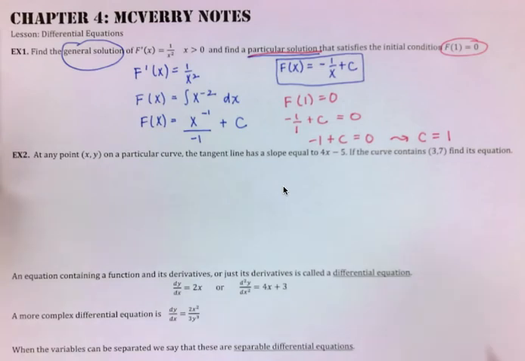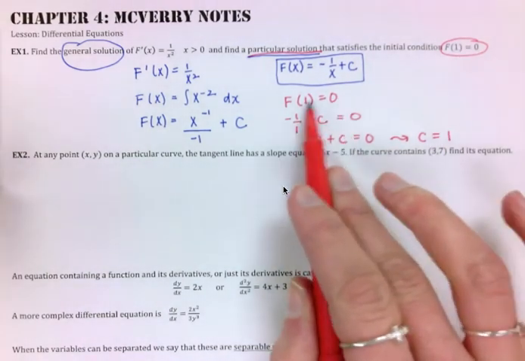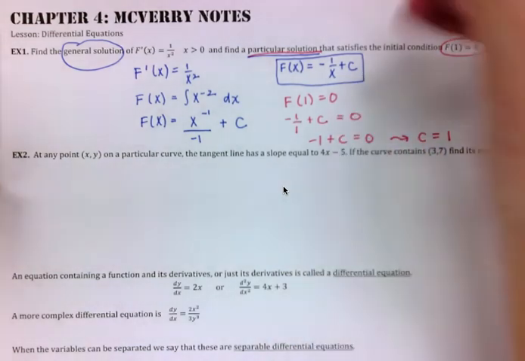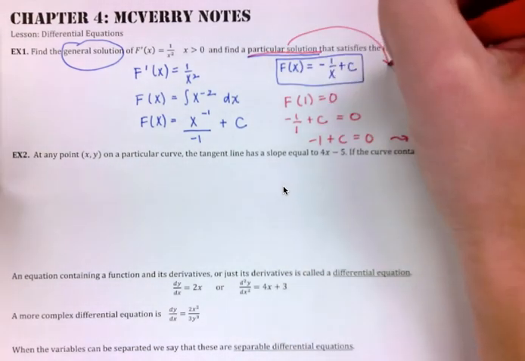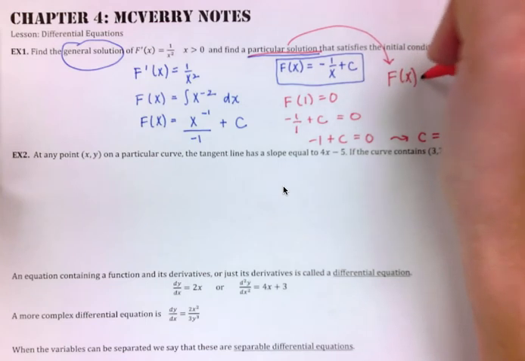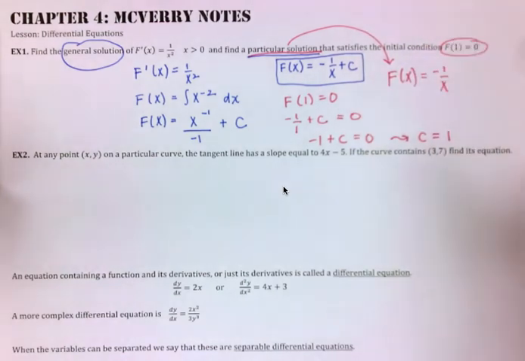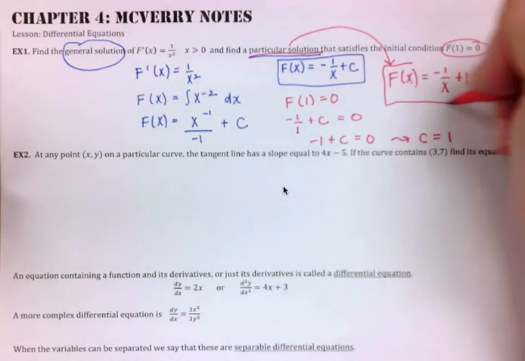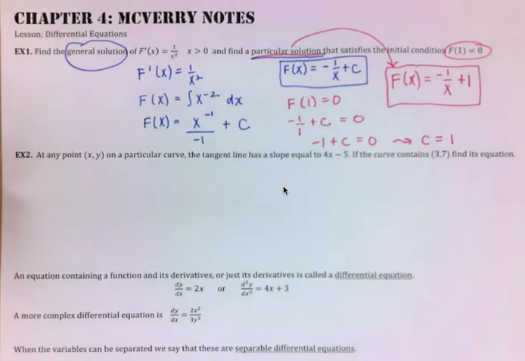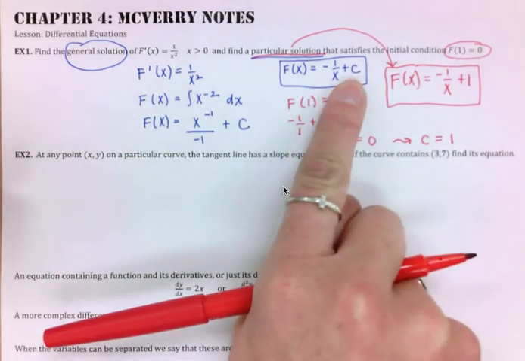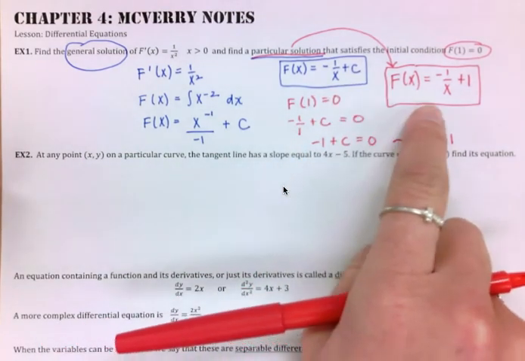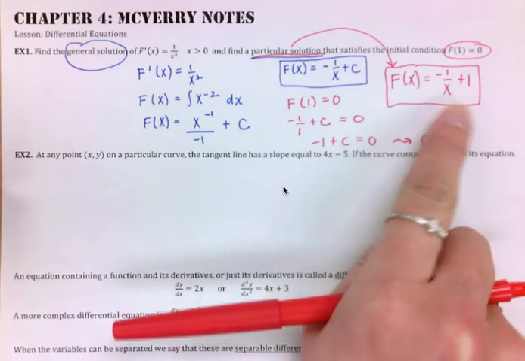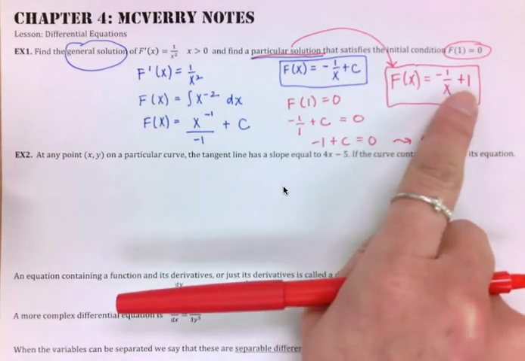Now that we were given this coordinate, 1, 0, we could plug it in and figure out that our c is actually 1. So our particular solution is that F of x is negative 1 over x plus 1. We have our general solution where it's any constant, and then our particular solution where we were given a coordinate from big F so that we could plug that in and figure out that c is 1.